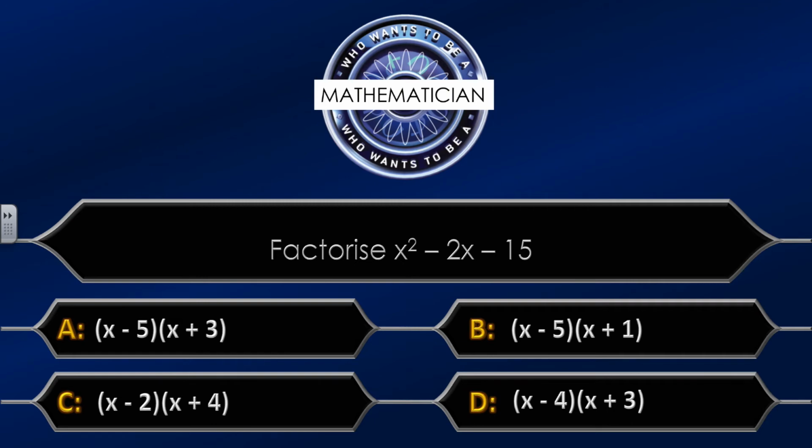Okay, I'm going to give you 30 seconds to answer this question, starting now. Answer is A. (x - 5)(x + 3).